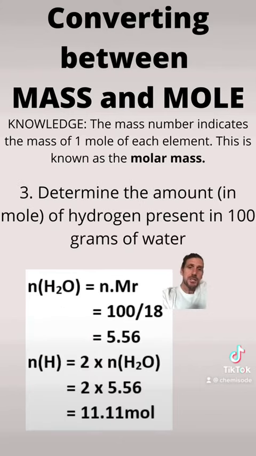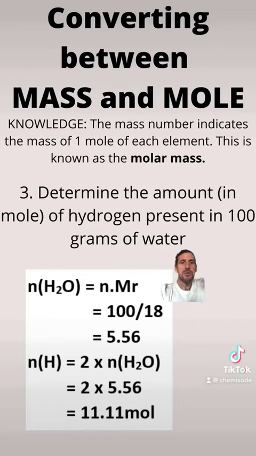So my third question here is a little bit trickier. Determine the amount in mole of hydrogen present in 100 grams of water. It's trickier because you can see I'm asking for hydrogen, but I'm given the mass of water. What do I do in this case? Well, I need to first of all work out the mole of what mass I'm given.